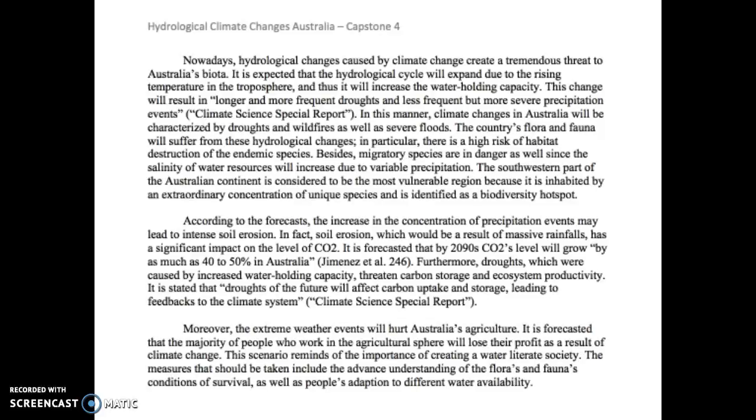It is forecasted that the majority of people who work in the agricultural sphere will lose their profit as a result of climate change. This scenario reminds me of the importance of creating a water literate society. The measures that should be taken include the advanced understanding of floras and faunas, conditions of survival, as well as people's adaptation to different water availability.